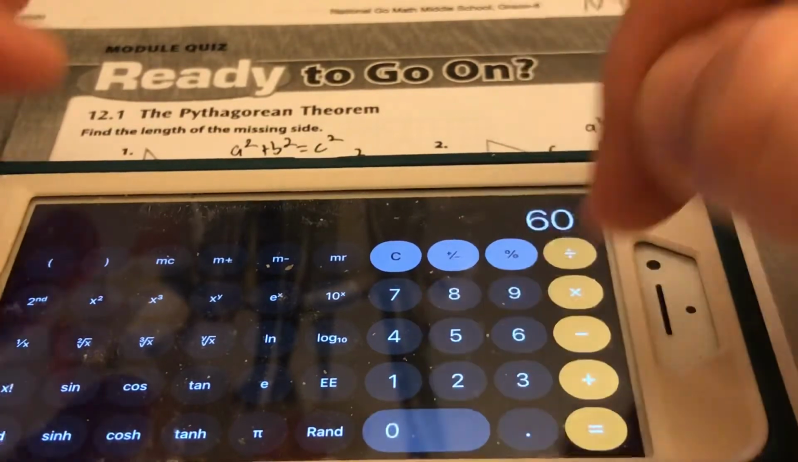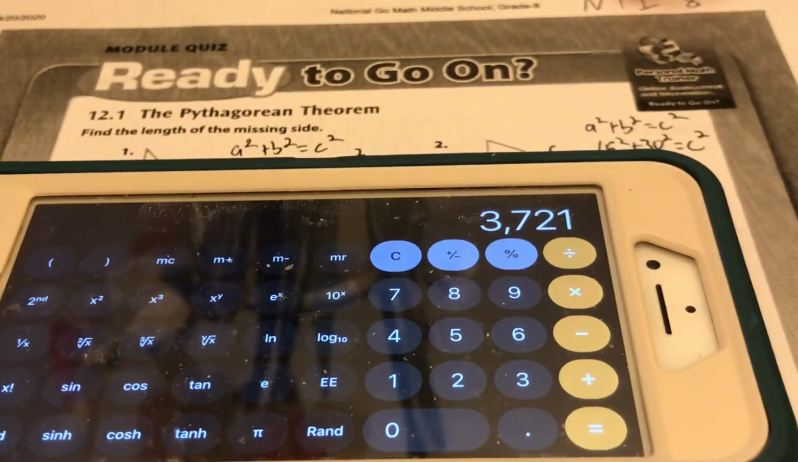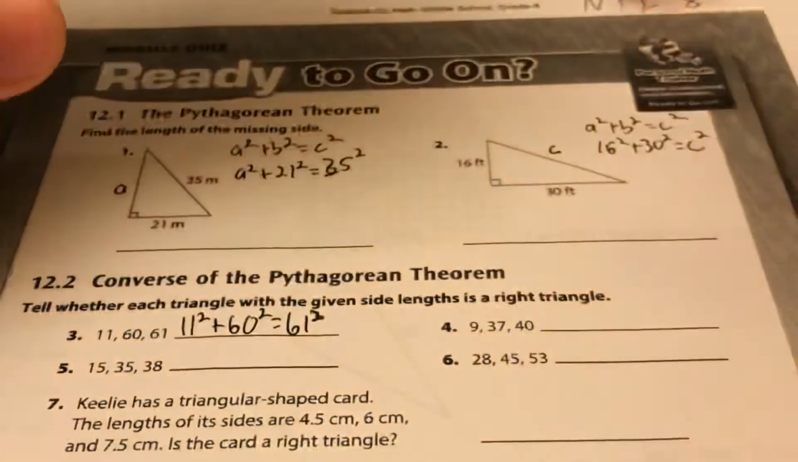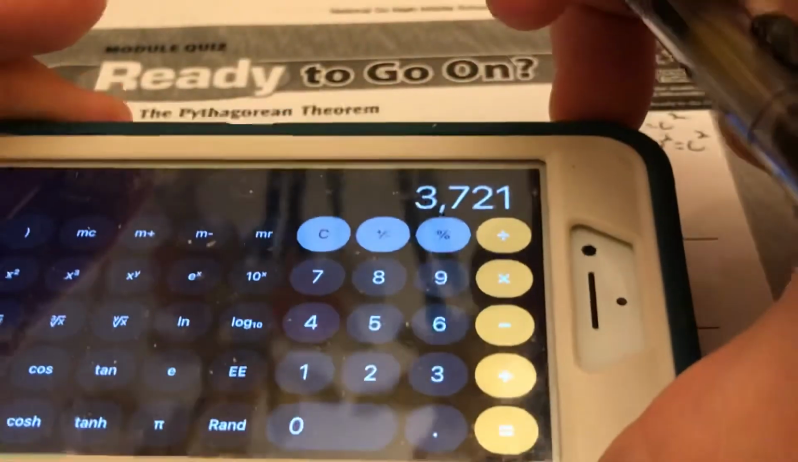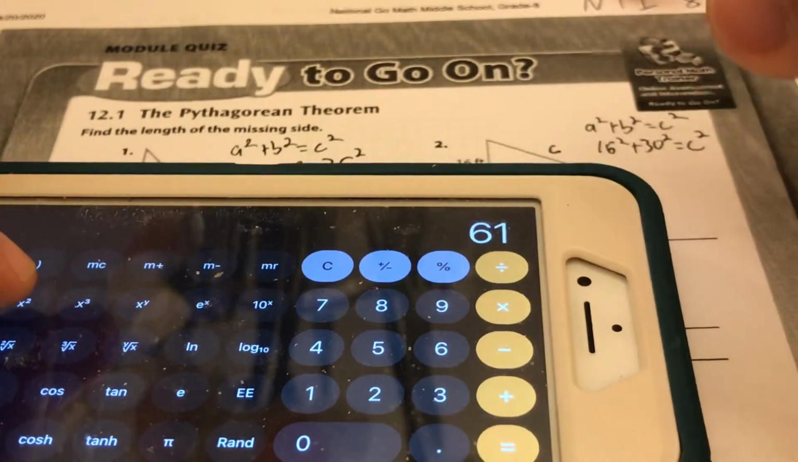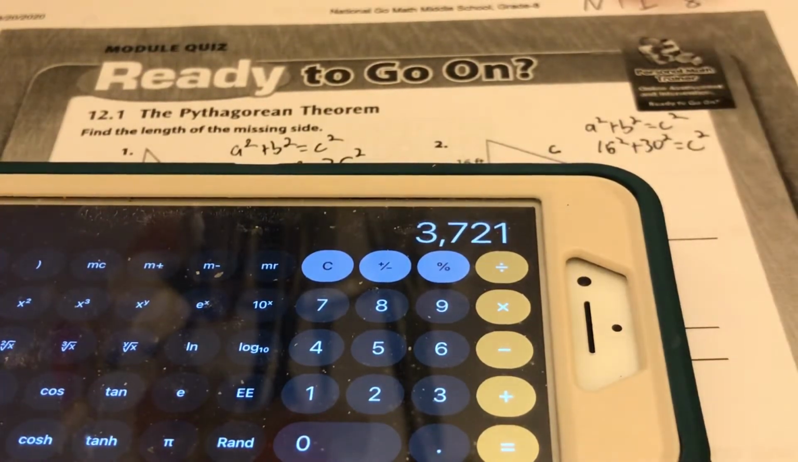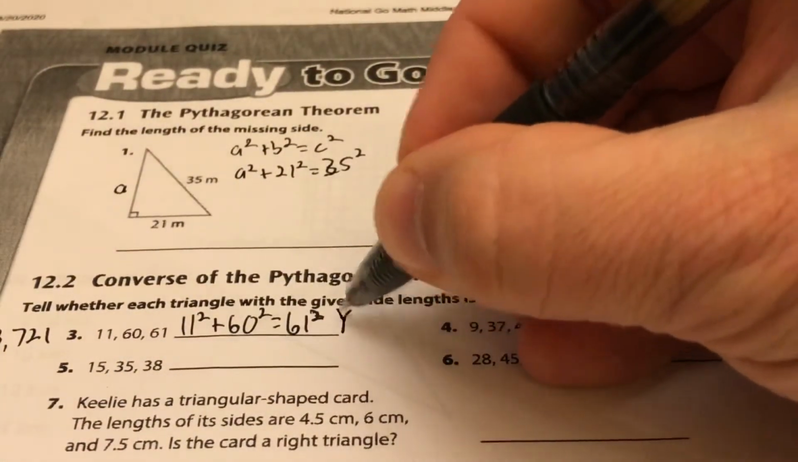plus 60 squared, that is equal to 3,721. I'm going to go ahead and jot that down so I don't forget that number. I'm going to write 3,721. Now, if 61 squared is equal to that number, then that means it makes a right triangle. So let's see. We do 61 and then press our x squared key over here. It is equal to 3,721, so that would be a yes.